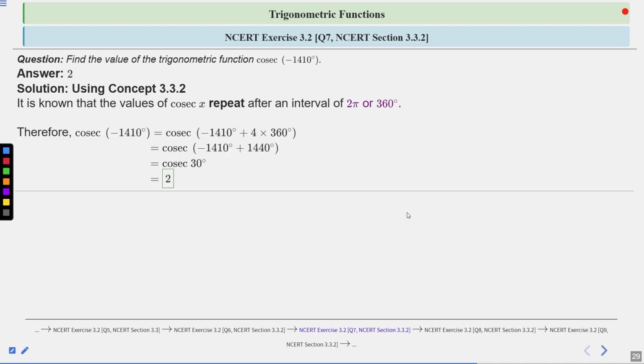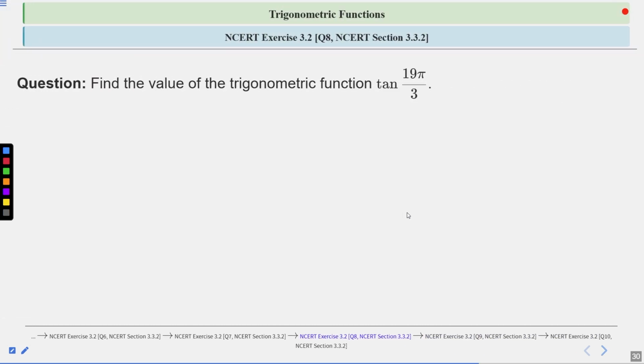Hence, we can say that cosec minus 1410 degree is basically 2, right? Now, NCERT exercise 3.2, question number 8. Find the value of trigonometric function tan 19 pi by 3. We have to find the value of trigonometric function tan 19 pi by 3.